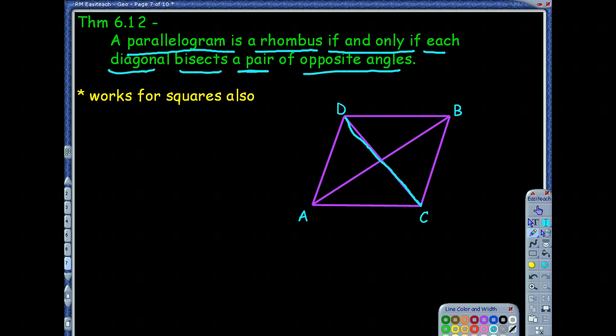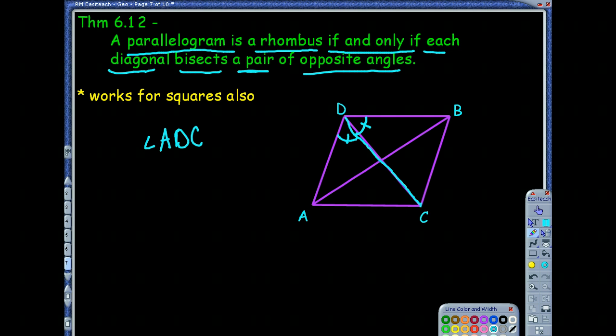So that means angle ADB and angle ACB. Those are the pairs of opposite angles. Yes, these whole big things. And if those angles are being bisected, that would mean that angle ADC is going to be congruent to angle CDB. Right. And then the other pairs are going to be congruent.